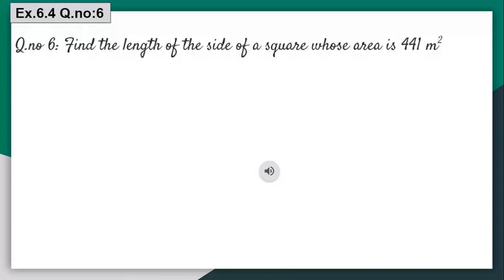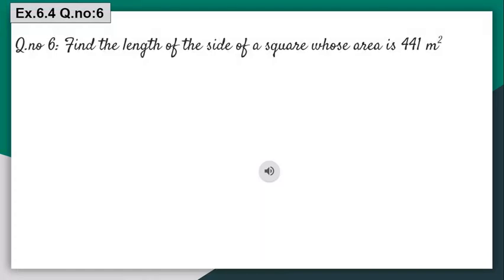In this question, area of square is already given, isn't it? So we have to find the side. So what is the formula of area? Area is equal to side into side. Means the given number is a square number. So if we find the square root of the given number, we will get a side, isn't it? So how could we write?